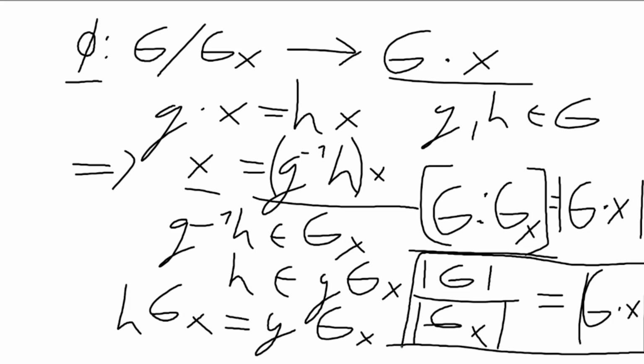That tells us that I can now multiply on both sides by the number of elements in the stabilizer, and what it tells us is that the cardinality of the group G equals the cardinality of the stabilizer subgroup times the cardinality of the orbit set for that element x.